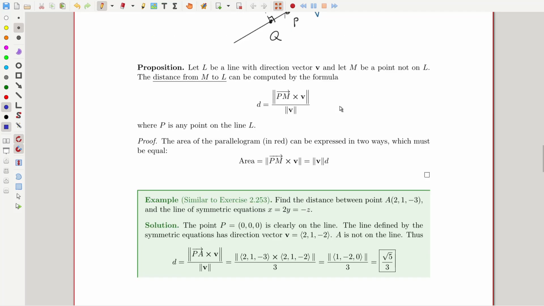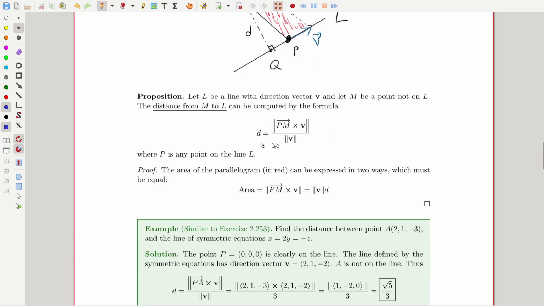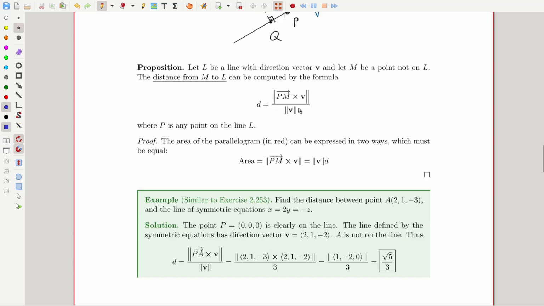Okay, using this formula, say we have some point A and a line of symmetric equations. Your problem also deals with symmetric equations. You could describe the line in one of three different ways, as we talked about previously: a vector form, the parametric form, or symmetric form. Either way, we have to use this formula for the distance between a point and a line. So this is how we proceed.